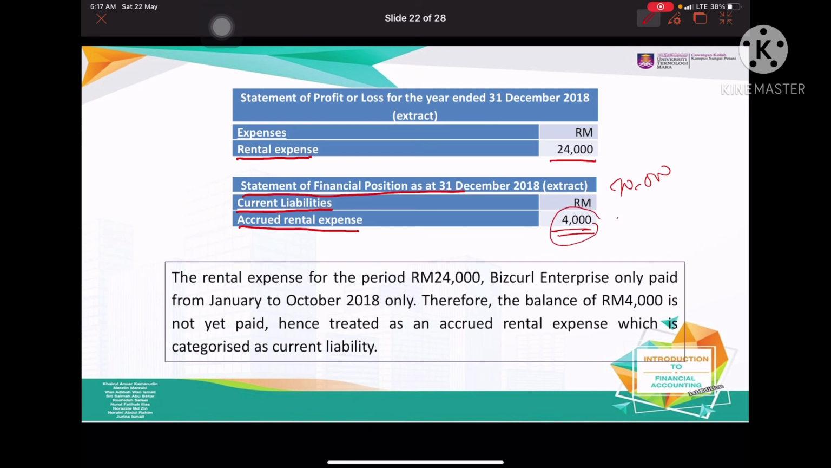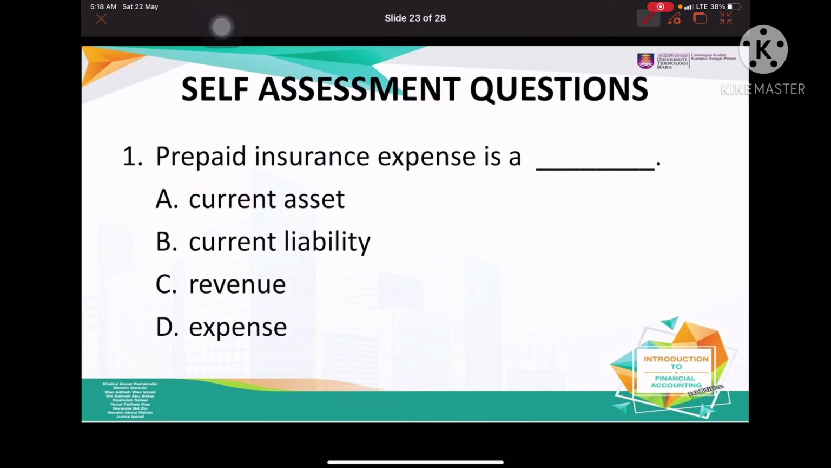So the rental expense for the period is 24,000. Bisco Enterprise has only paid up to October 2018, which is 20,000, and the balance of 4,000 is not yet paid. So it should be treated as the accrued rental expense. This is categorized as a current liability. Okay, thank you.